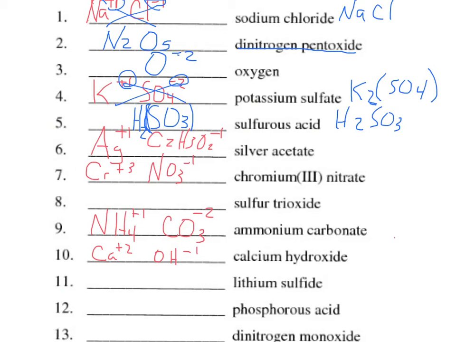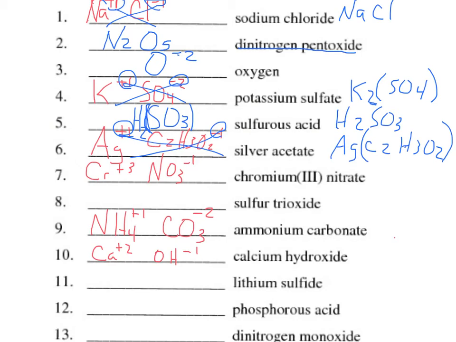Silver acetate. Silver has a +1. Acetate from our chart is C2H3O2. We're going to crisscross our charges over, and so we get Ag C2H3O2. If you feel better putting that in parentheses, go ahead and do so. There's nothing wrong with that, and you'll make sure and have it written correctly.